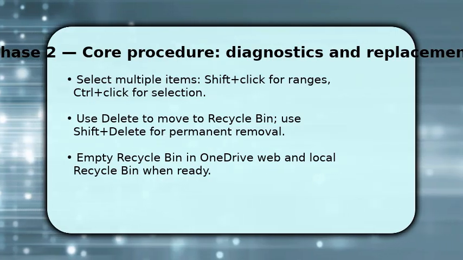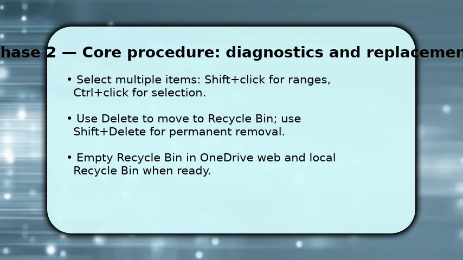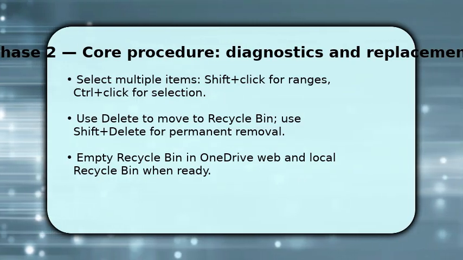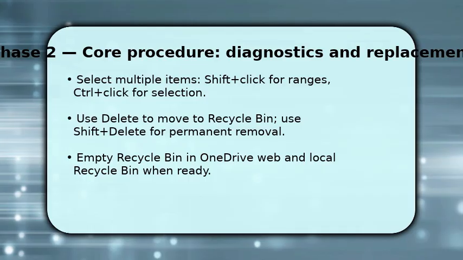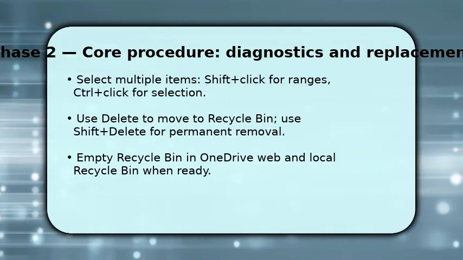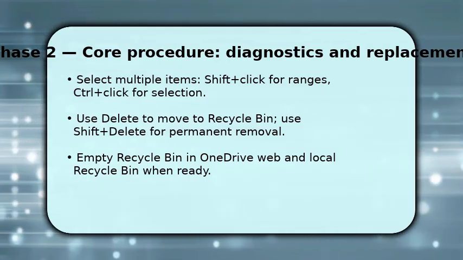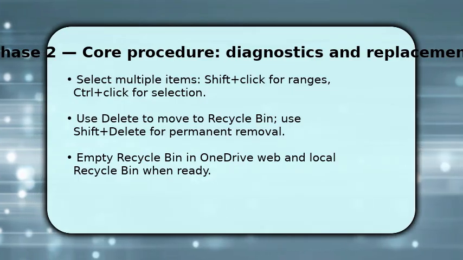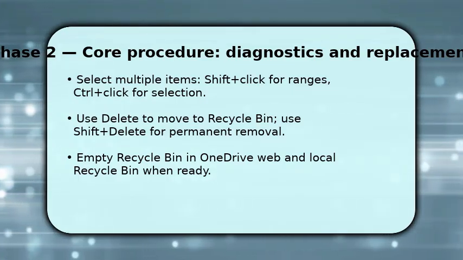Use the delete command to send items to OneDrive's recycle bin if you might recover them. Use Shift plus delete only when you want permanent removal immediately. When folders contain many subfolders, expand and delete top-level folders to clear space faster. Make sure to monitor used storage.